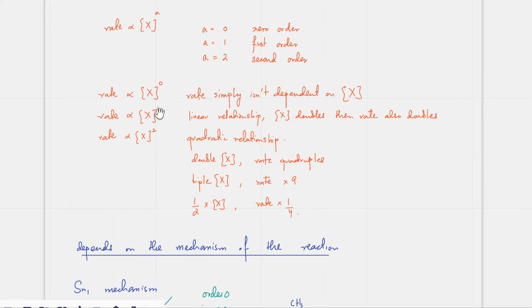1 meant that the rate had a linear relationship, which is that if you change the concentration, the speed of the reaction would also change accordingly. The third one was that if you change the concentration, it's a quadratic relationship. The rate is very sensitive to the concentration of X. You double it, it becomes quadrupled. If you triple it, it becomes 9 times. If you make it half, it becomes 1/4.